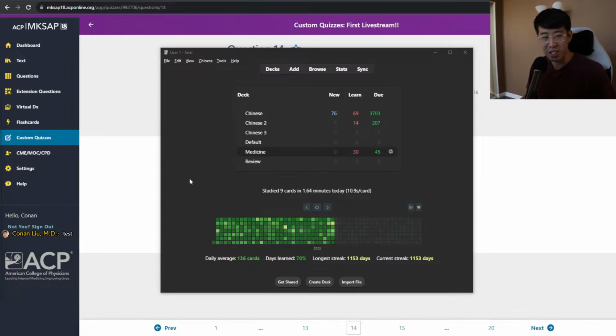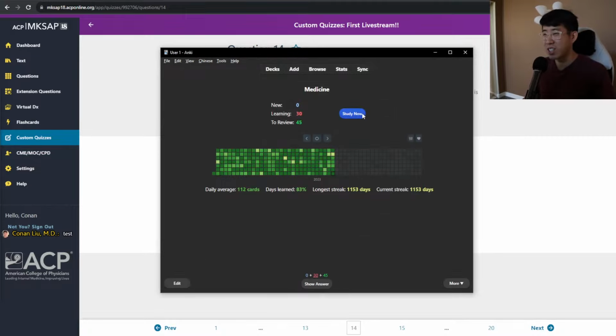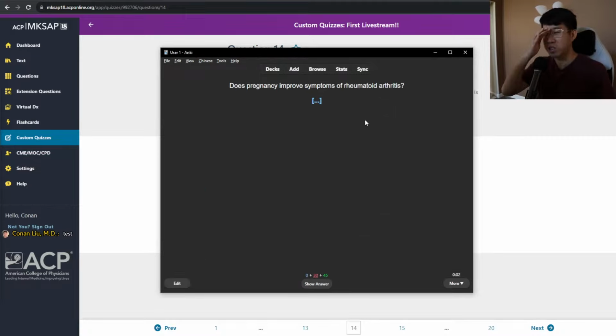And let's get started on some Anki cards. Again, if you have any questions, let me know. So here we go. Some of these Anki cards are really old, so they're not super helpful.